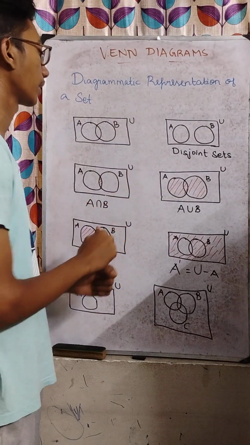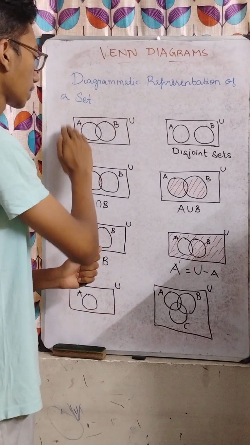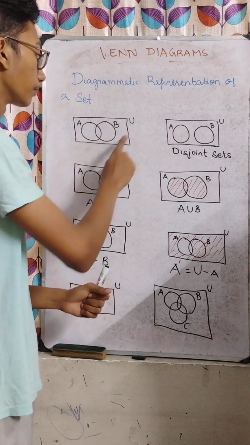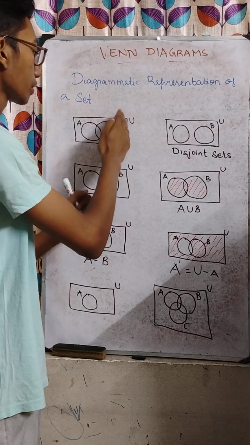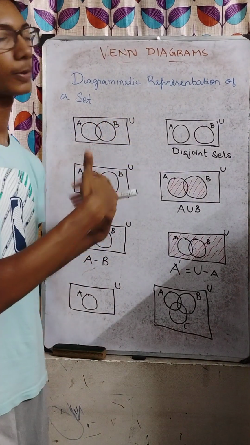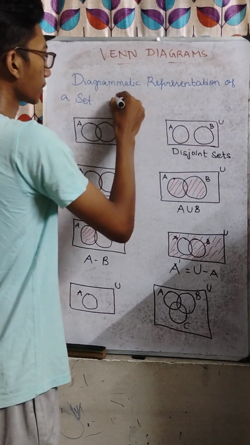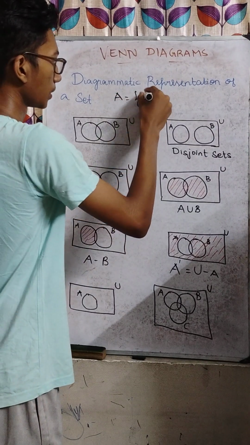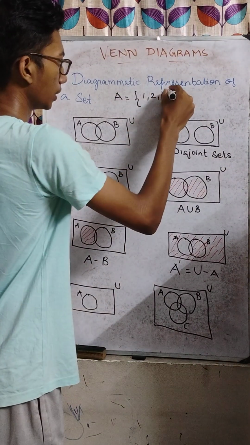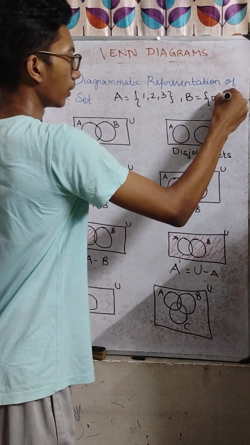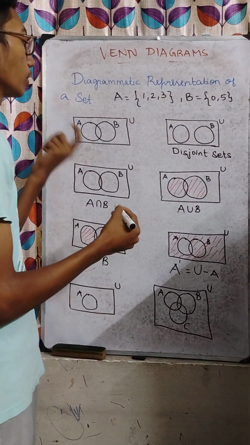So first, what is a Venn diagram? This is the basic representation of a Venn diagram. This has two sets, A and B. And this universal set combines both A and B, and also it may contain some other values as well. So we usually represent a set as A. Let's say we have 1, 2, 3. And we have B, 0 and 5. So what can U be?